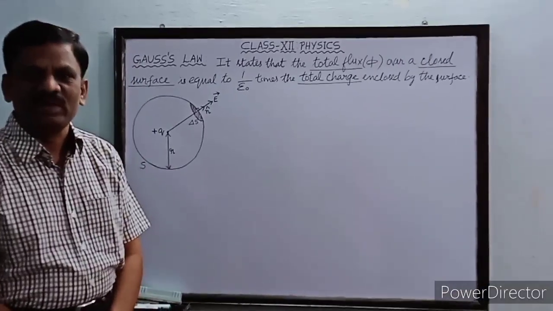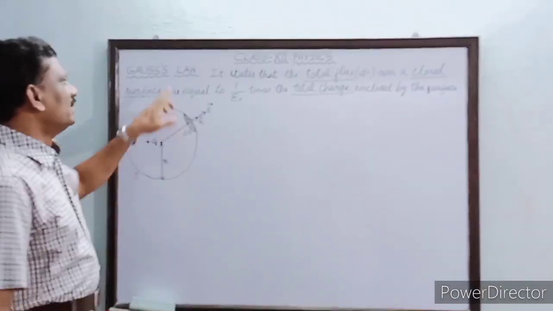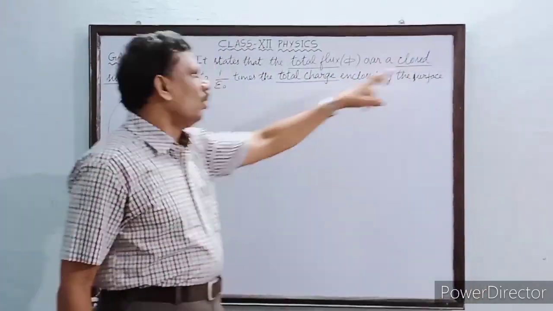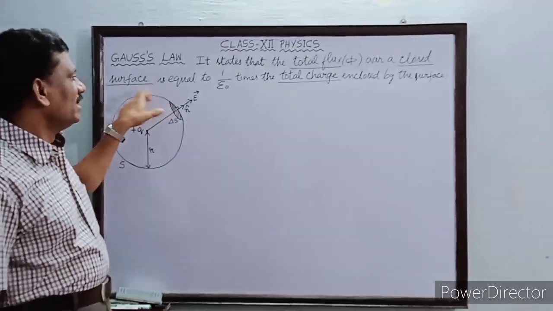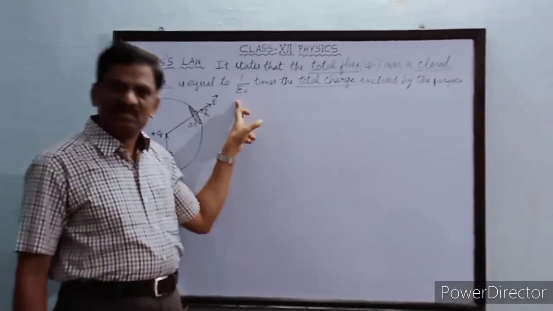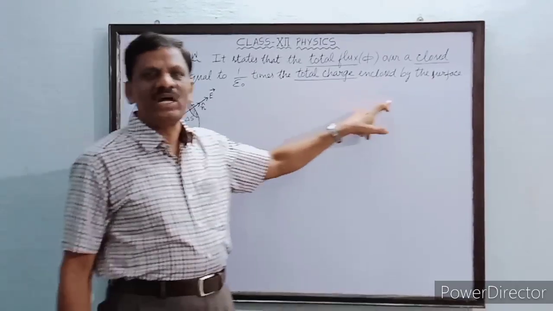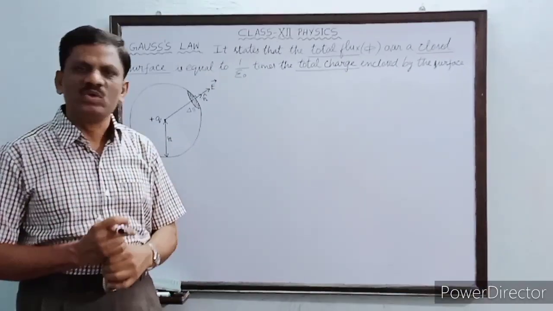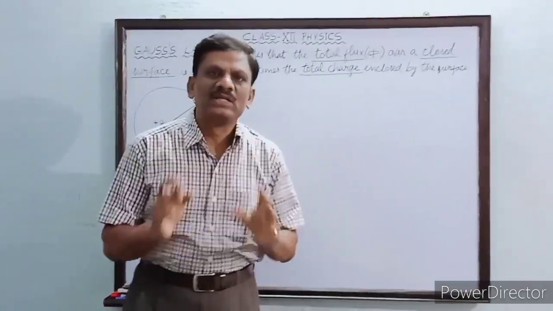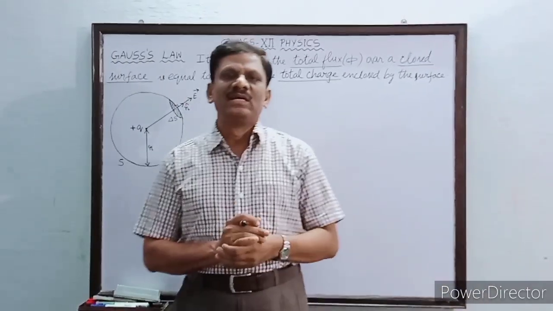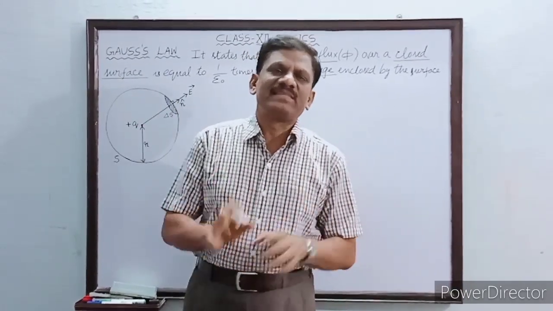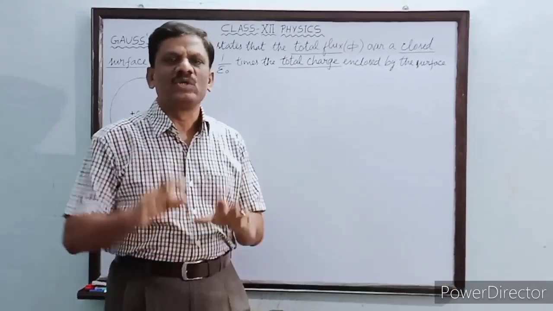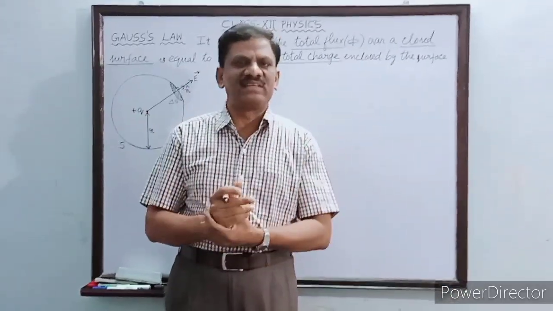Let us now explain Gauss' law. Gauss' law states that the total flux phi over a closed surface is equal to 1 by epsilon naught times the total charge enclosed by the surface. So Gauss' law relates two quantities, you must know. What are the two quantities related by Gauss' law? One is the total flux which is passing perpendicular to the given surface, and the second one is the total charge enclosed by a closed surface.